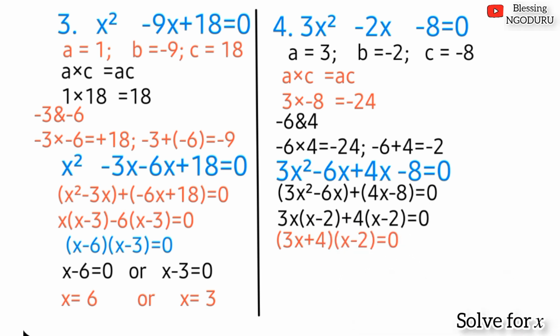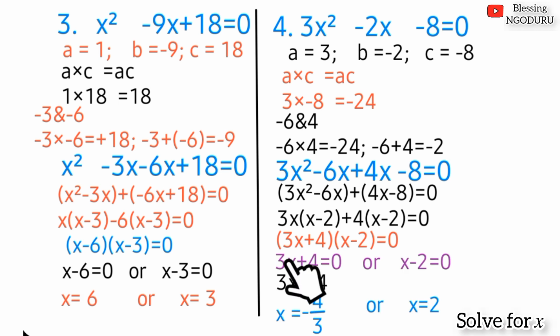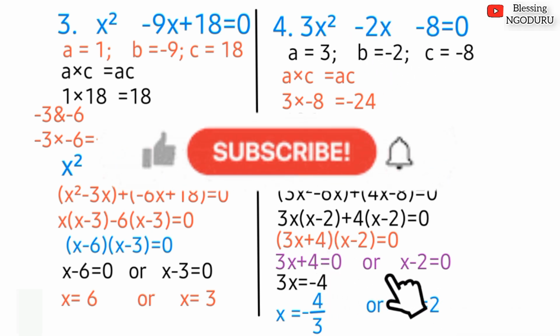Solve for x in each of these groups. Solving for x in each of these groups, we have 3x plus 4 equal to 0, such that 3x will be equal to, when plus 4 crosses the equal sign, becomes minus 4. x will be equal to minus 4 over 3, or x minus 2 equals 0, such that x will be equal, when minus 2 crosses the equal sign, becomes positive 2. So the x values for this equation is either minus 4 over 3 or 2.